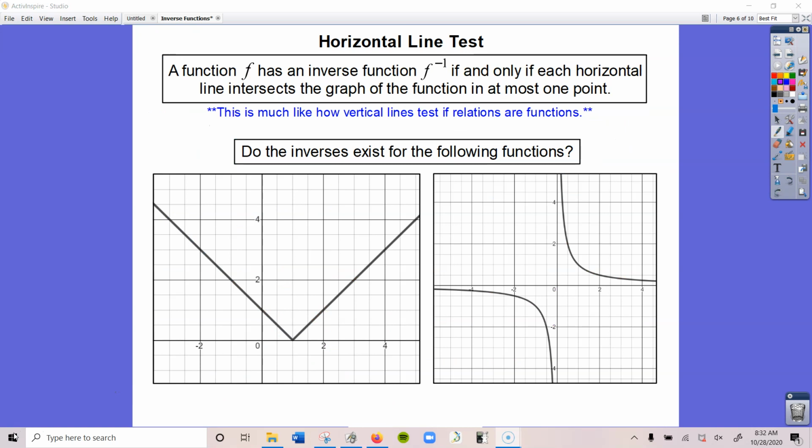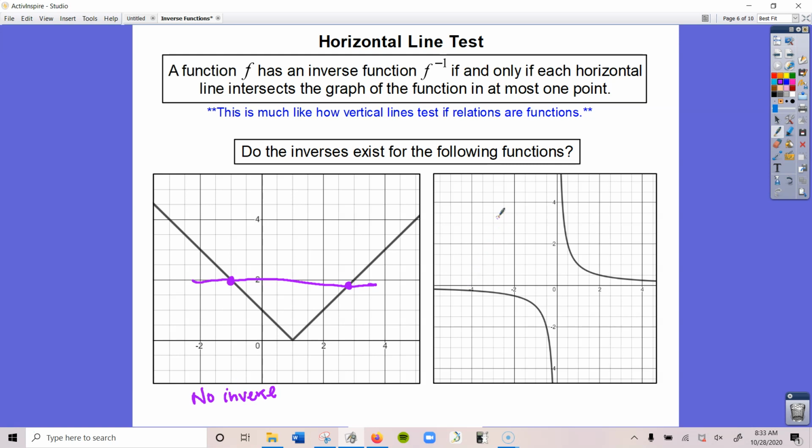Now, how do we know that an inverse function actually exists? Much like how we use the vertical line test to make sure that a relation is a function, since inverses are the opposite, we're going to use a horizontal line test to check if an inverse actually exists. If your horizontal line passes through the function more than once, such as here, if I draw this horizontal line, I go through 2 points. This means that there is no inverse for this particular function, or rather that the inverse is not another function.